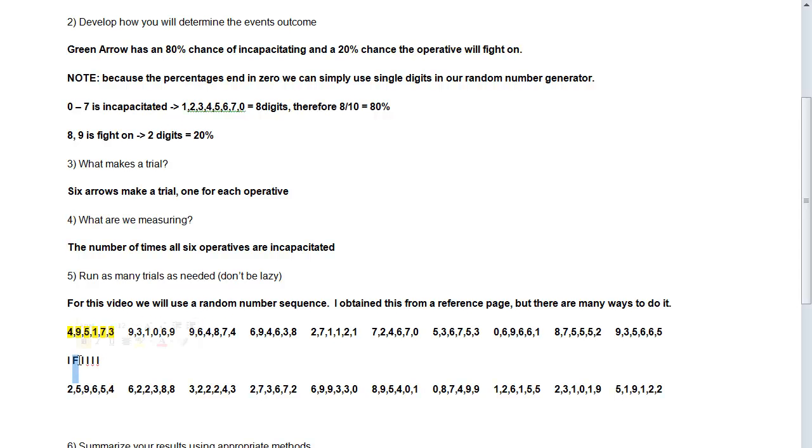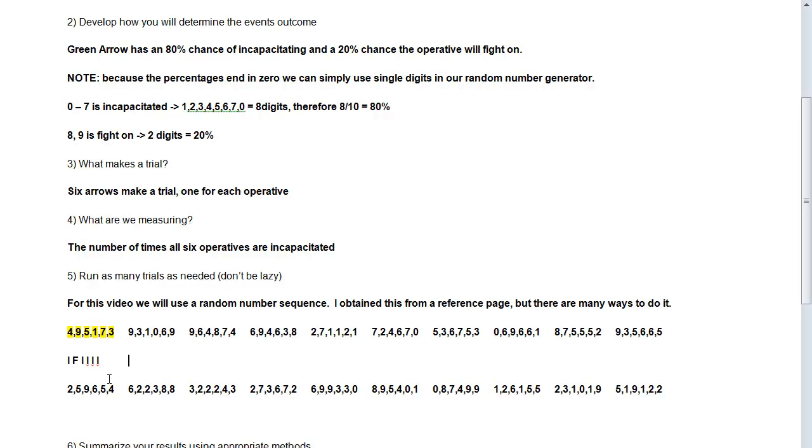But we've got 1 that's going to fight on, so this doesn't count, because remember, it's the number of times all 6 operatives are incapacitated. So basically, if I see an 8 or a 9, then somebody is going to fight on. And so here's my 9, and that means that this soldier is going to fight on. And that makes me sad. So he's missed 1. He needs to shoot him 1 more time.